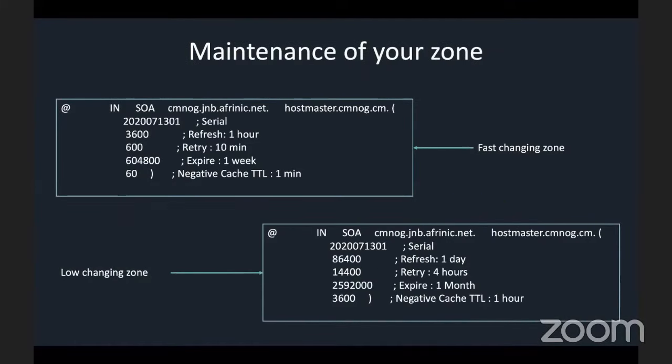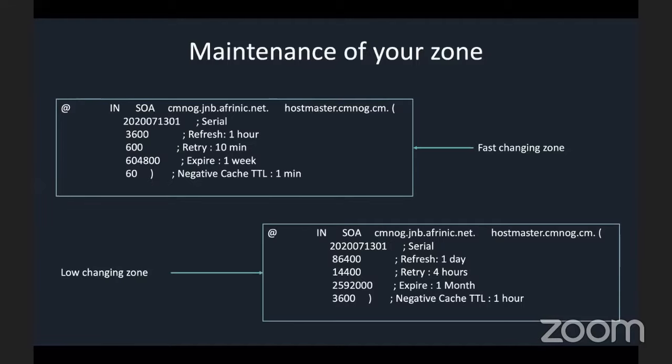So just a short overview of two kinds of zone header. The first example here is a fast changing zone. Basically fast changing because, like you see here, the refresh is just 1 hour, meaning that the name servers need to query the master after 1 hour. And if it's unsuccessful, it has to query again every 10 minutes. And it should consider that after 1 week, its own copy is not the right one. This is the case where the zone used to change very quickly, so you need to have something like that.